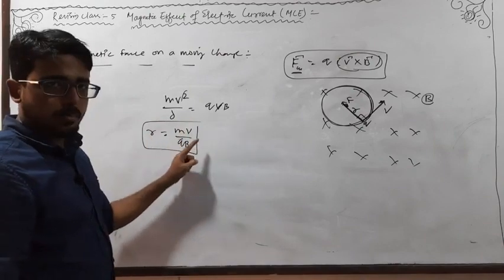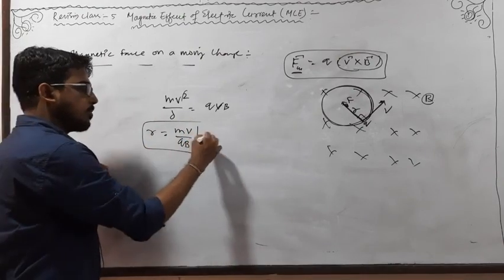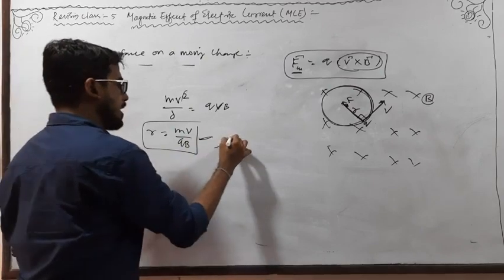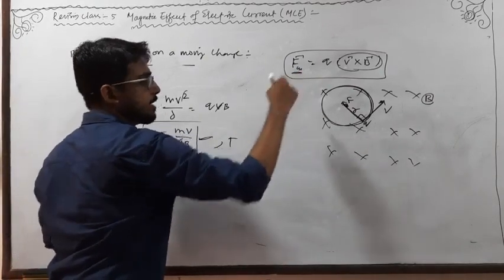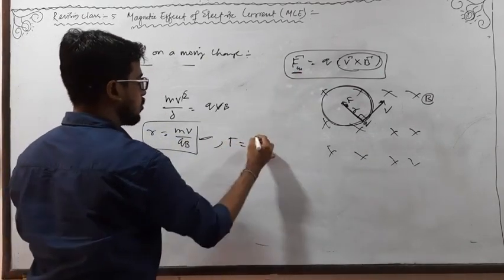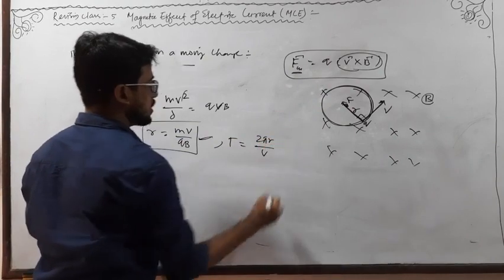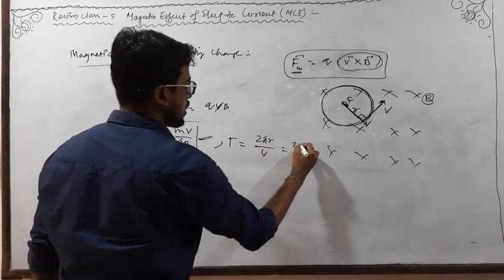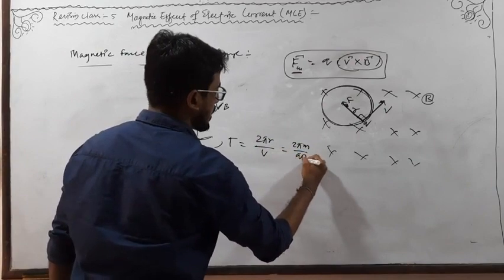So when the angle between the magnetic field strength and the velocity vector is 90 degrees, the charged particle starts to revolve in a circular path with this radius. You have to remember this formula. From this we will get the time period, as it is continuously revolving in a circular path. So what is the time period? Time period will be total distance by velocity, 2 pi r by v. So from this we will get 2 pi m by qB.